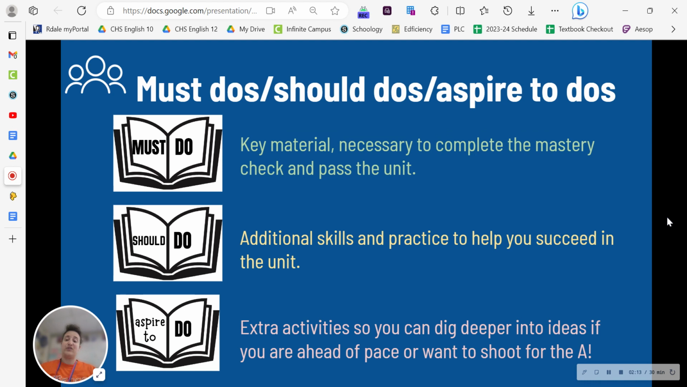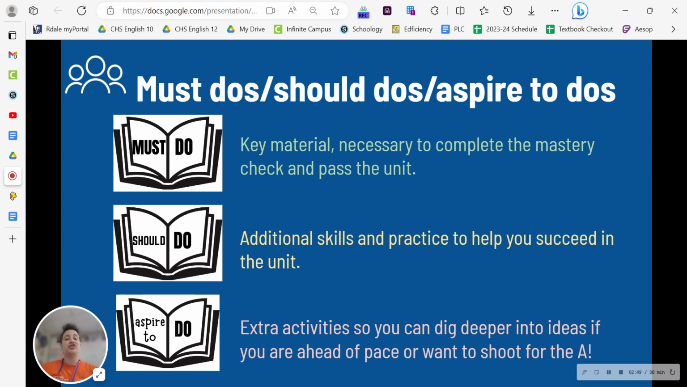So in Modern Classroom, there are 3 different kinds of regular activities: must-dos, should-dos, and aspire-to-dos. And you'll see in the packet these 3 symbols identifying which one each activity is. A must-do is exactly what it sounds like. It's key material necessary to complete the mastery check and pass the unit. You cannot get credit for the course without completing all the must-dos. So you want to prioritize those and make sure you're doing them first.